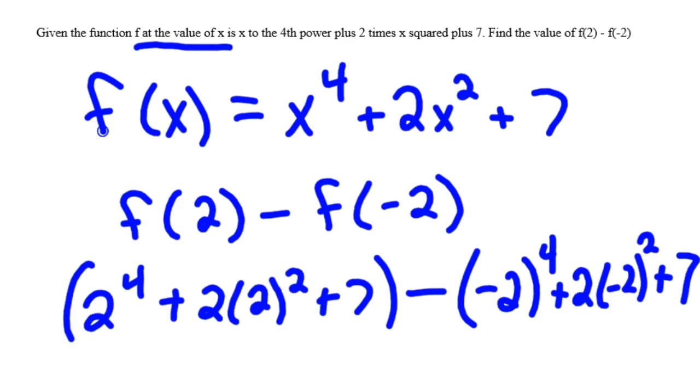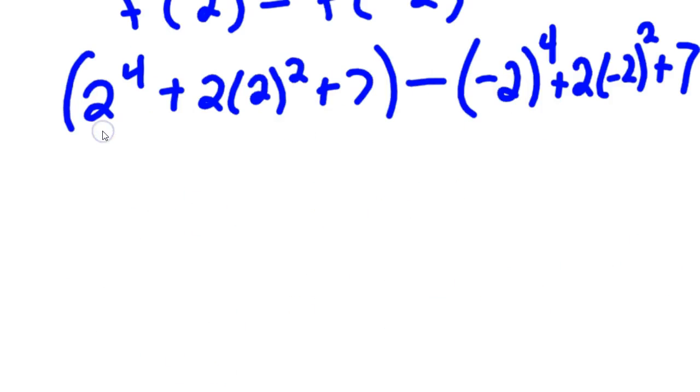Because all of this would be 16 plus, not 15, but 16 plus 8. 2 squared is 4, times 2 is 8, plus 7. That's where the 15 comes from.